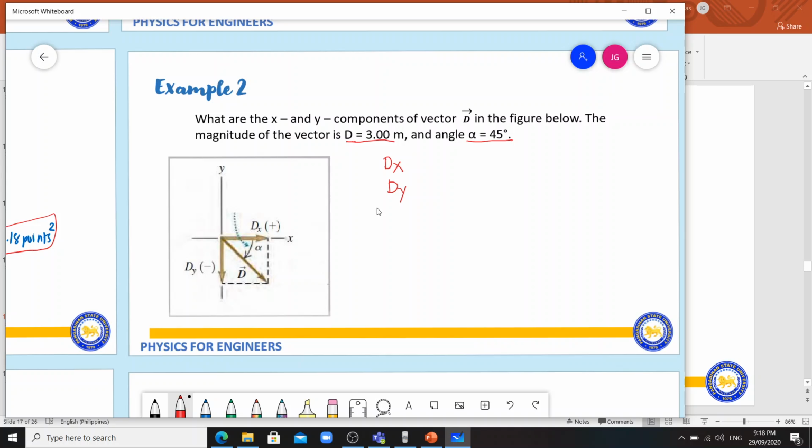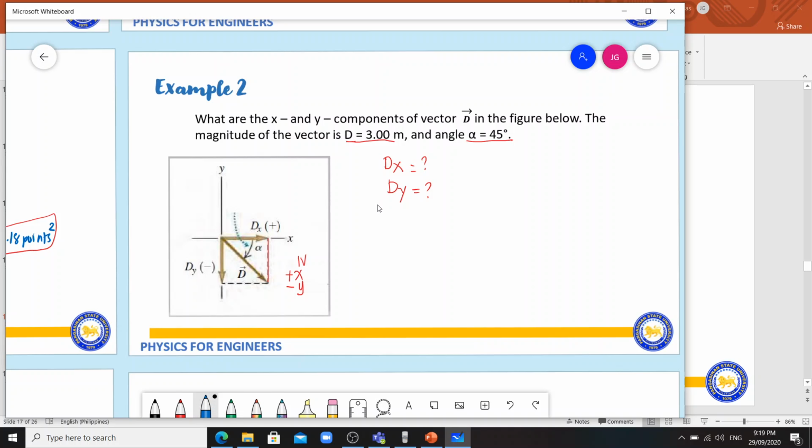Hindi natin kailangang i-memorize yung formula na binigay kanina. We just have to analyze. Okay, ito si dx, ito si dy. So, kung mapapansin nyo din, nandito siya sa fourth quadrant. So, ibig sabihin, ang x mo ay positive, ang y component mo ay negative. Automatic yan, guys. Okay. So, paano natin makukuha si dx?